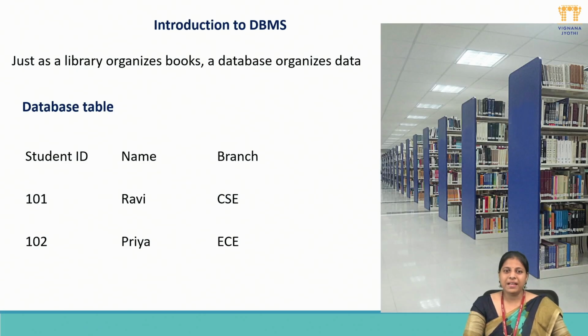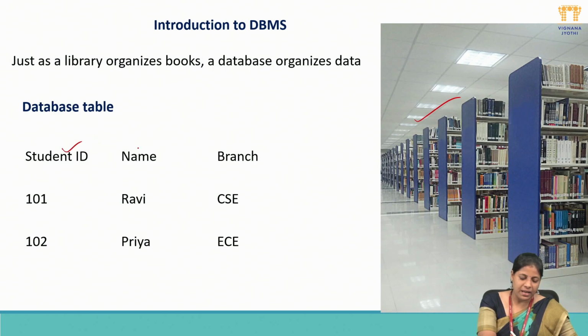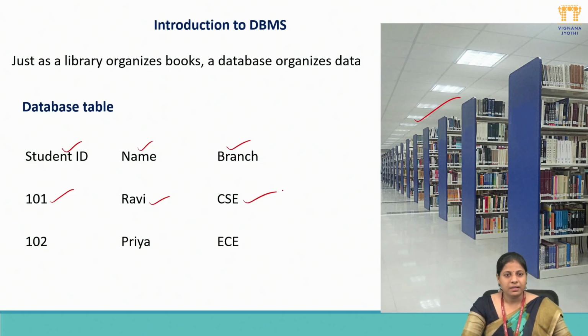Just as a library organizes books, a database organizes data like a table. What is a table here? Table is nothing but a collection of columns and rows. Here student ID, name, branch, these are the columns. 101, Ravi, CSE, these are the rows.